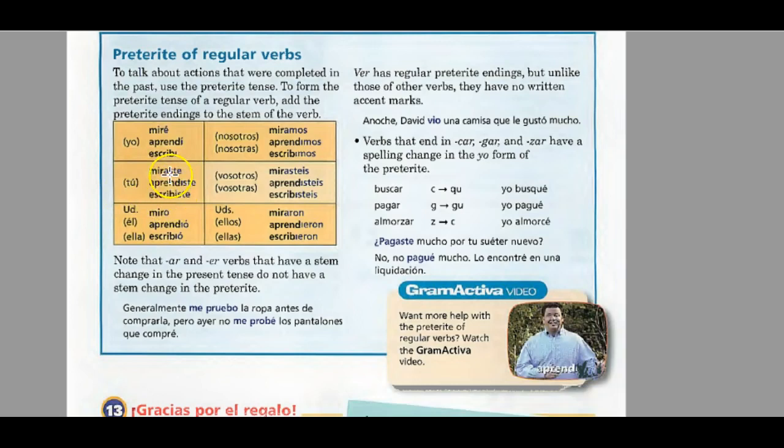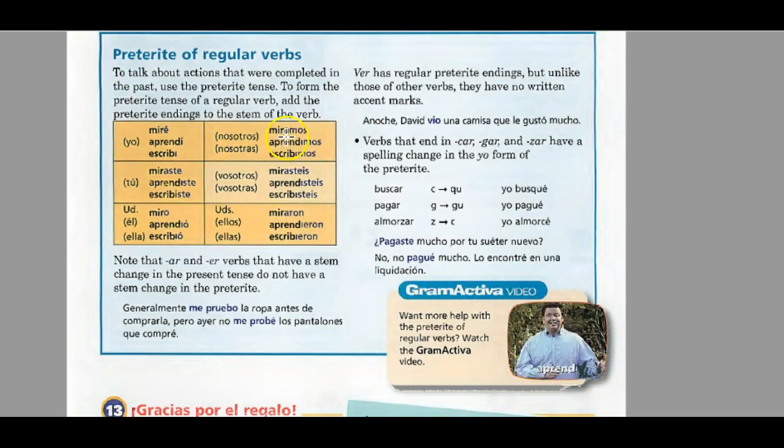With tú, you have the aste and the iste endings. Miraste, you looked. Aprendiste, escribiste, etc. With usted, él, and ella, you have miró. This also should have a written accent on the O. Miró, not miro, but miró. Aprendió and escribió.